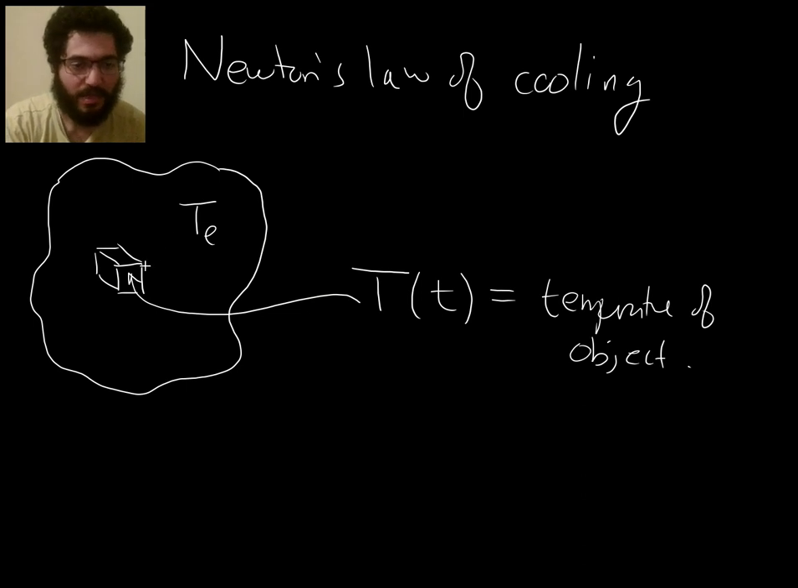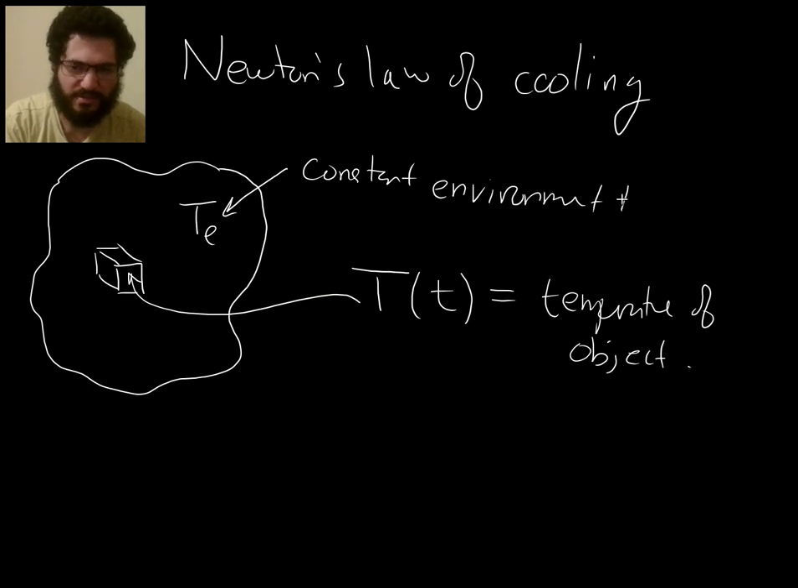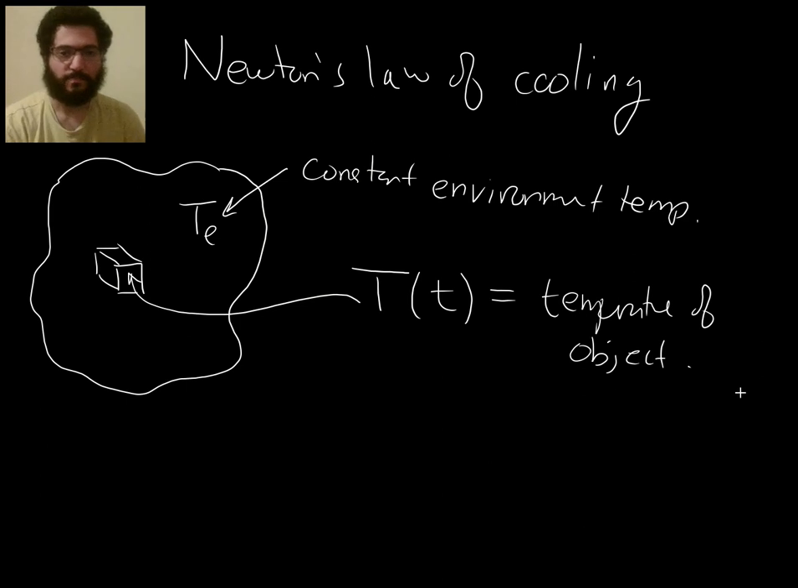And the object is sitting in some environment, and we assume that the environment has a fixed constant environment temperature. So you can assume that the environment is kind of large. So it's not like two objects where they're influencing each other's temperature. No, it's an object and a huge environment. And the object's temperature is influenced by the environment's temperature, but not the other way around.